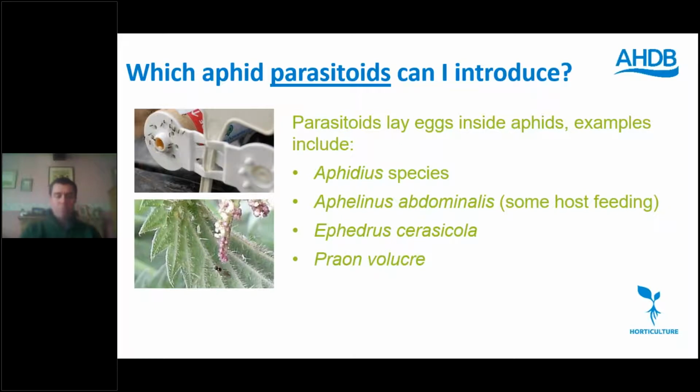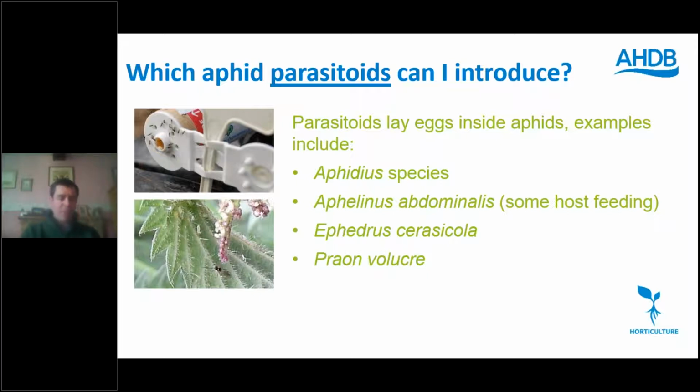So we've got parasitoids and predators we can introduce, and this slide is looking at which aphid parasitoids I can introduce. So these lay their eggs inside aphids, and this is an example of some species there. So we already talked about Aphidius. In the mixes that are available, they often contain all of these different parasitoids. And the beauty of Aphelinus in the mix, you do get some host feeding of actual live aphids.